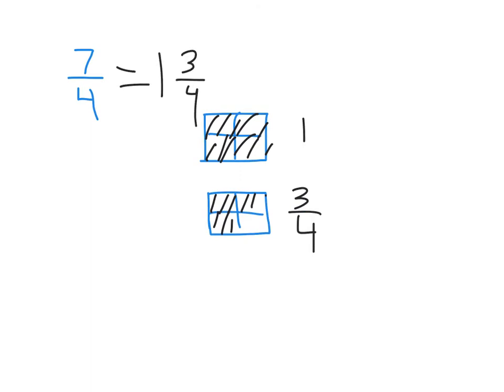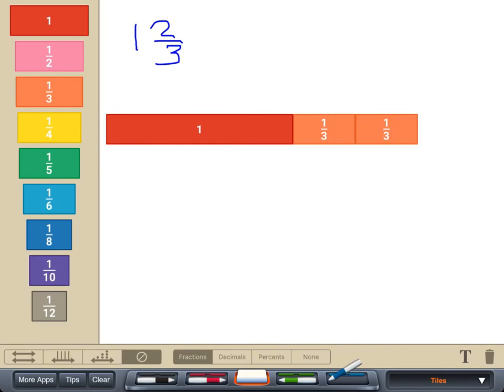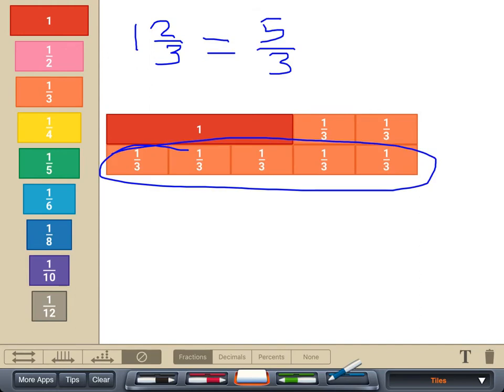Okay, so let's go in the opposite direction, turning mixed numbers into fractions. We have 1 2/3 here, and the question really becomes how many 1/3 pieces do we have? In the next screen, I put some 1/3 pieces underneath our one whole. We have 5 1/3 pieces that it takes to make 1 2/3. So 1 2/3 as a fraction is 5/3.